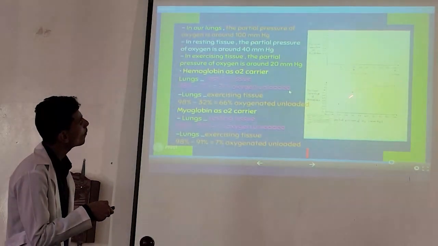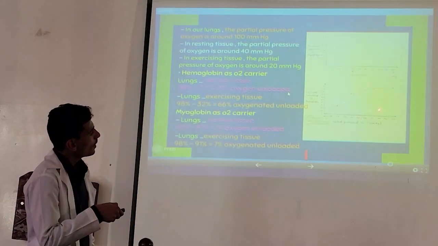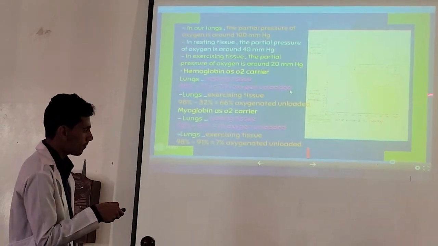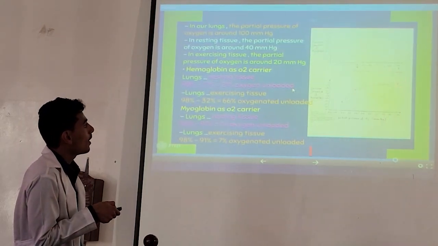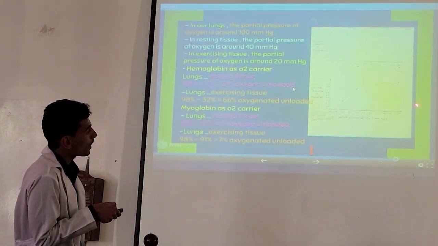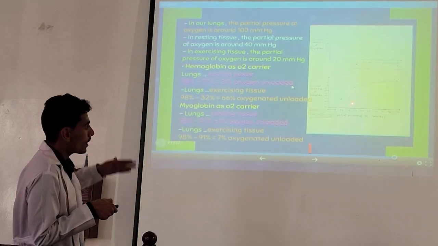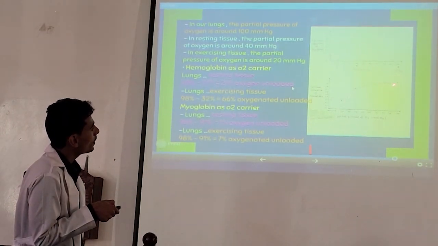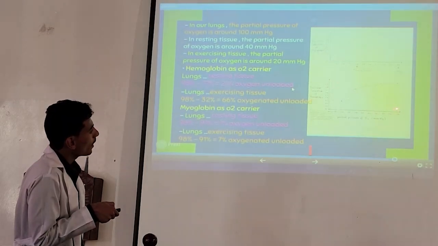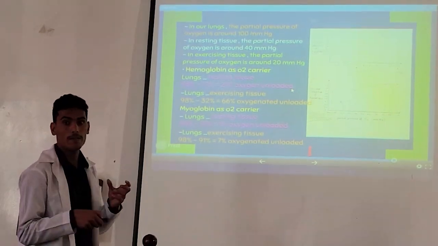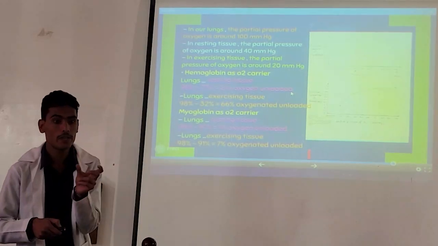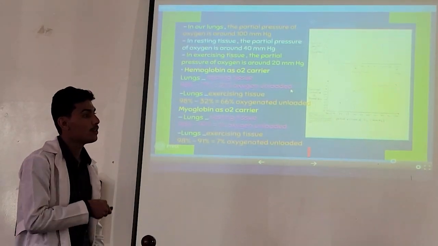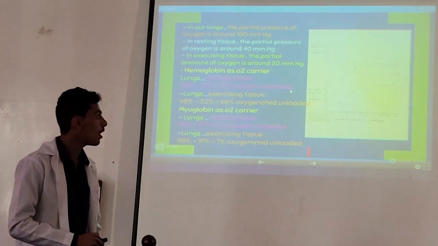Here is the dissociation curve for hemoglobin. At this point, the partial pressure of oxygen in the lungs is 100 millimeters of mercury. As hemoglobin travels from the lungs to the resting tissue and after that to the exercising tissue, we look at the difference in the Y value. At 100 millimeters of mercury, what is the value of the saturation? It will be 98% saturated with oxygen.